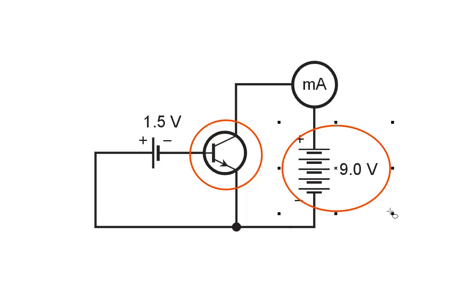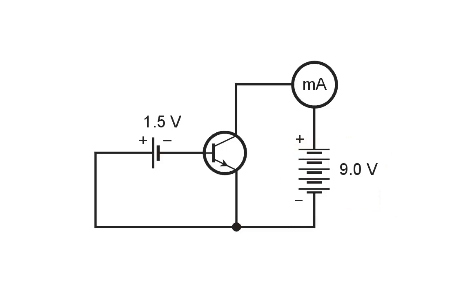between the emitter and the collector of the transistor, and a 1.5 volt cell which provides bias for the base. Under these conditions, what would we expect to observe? And of course we have a milliammeter here to indicate the current that flows from the emitter through to the collector.